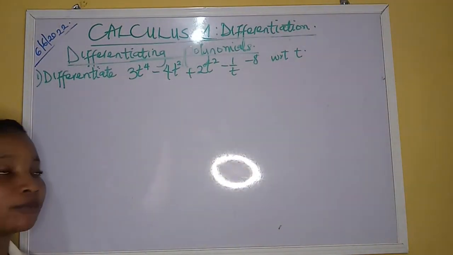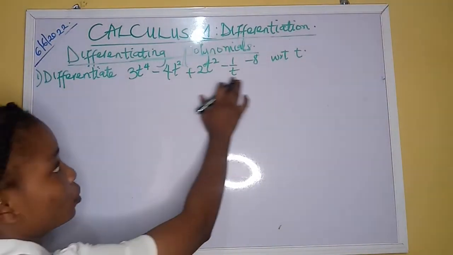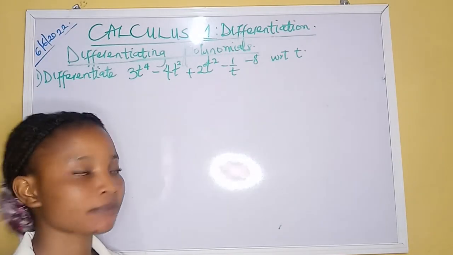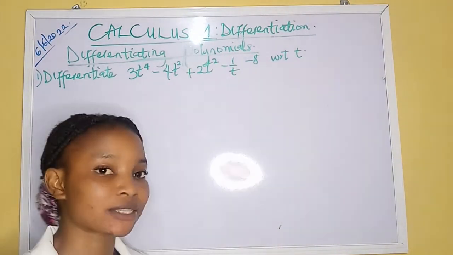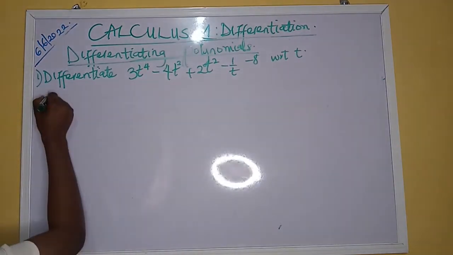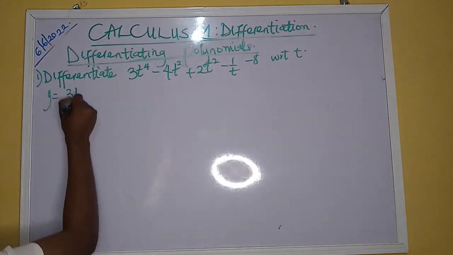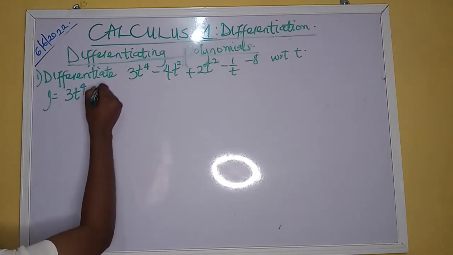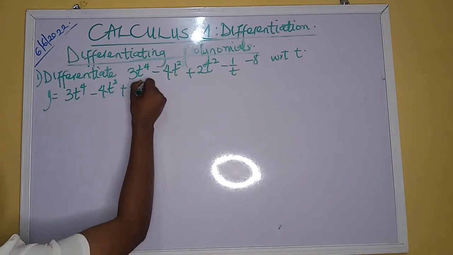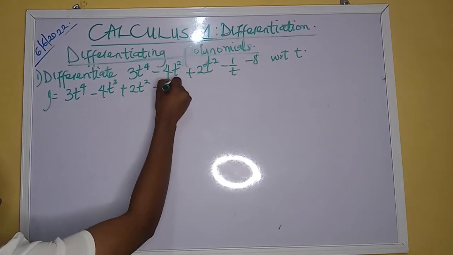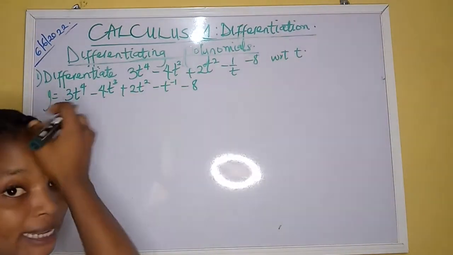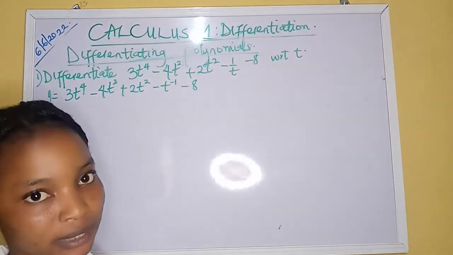So what to do, like I said earlier, is to differentiate your polynomials each term separately. This 1 over t is the same thing as t raised to the power minus 1. So we can rewrite it: the y becomes 3t raised to the power 4 minus 4t raised to the power 3 plus 2t raised to the power 2 minus t raised to the power minus 1, then minus 8. That may be easy for you to calculate.